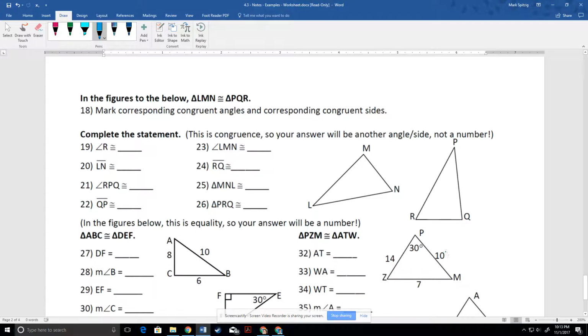All right. It says down here that, based on this statement, we want to do all the congruency marks. So turn this down below on this diagram. We want to mark all these congruent. So I know angle L is going to be congruent to angle P.